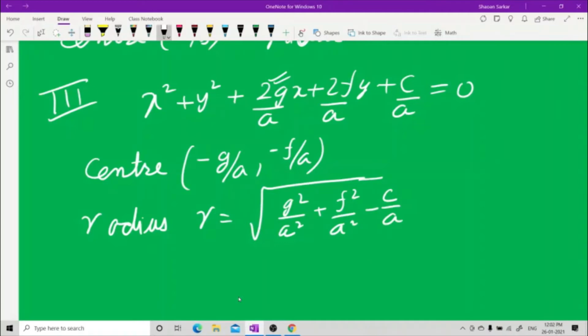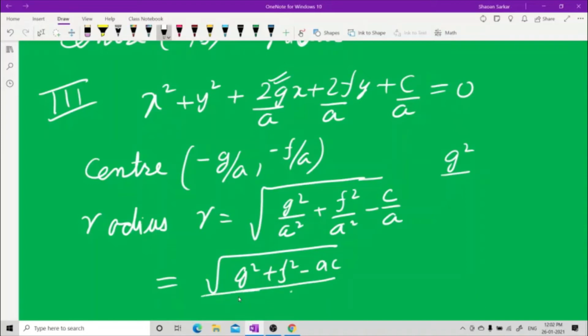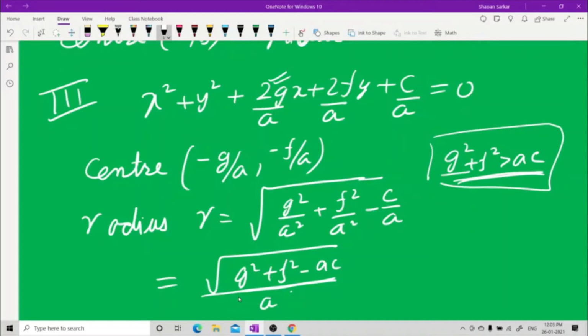And this is the radius of the circle, which can be rewritten as under root of g square plus f square minus ac, whole divided by a. I've taken the a square out of the under root. And this is a circle provided g square plus f square is greater than ac. Otherwise, it is not a circle, that will become imaginary. This condition must be satisfied.